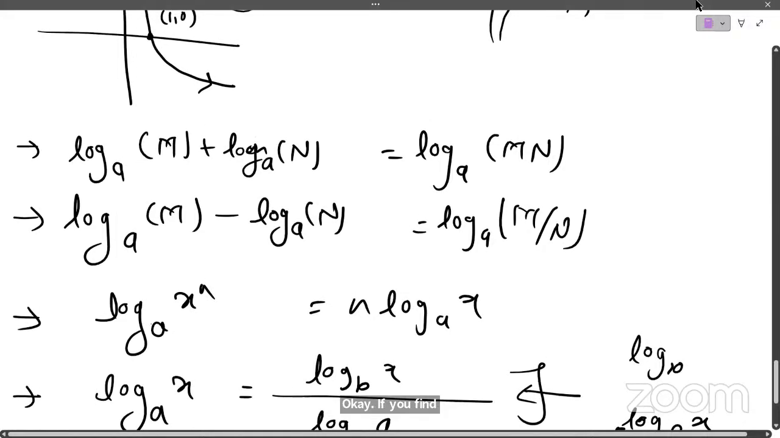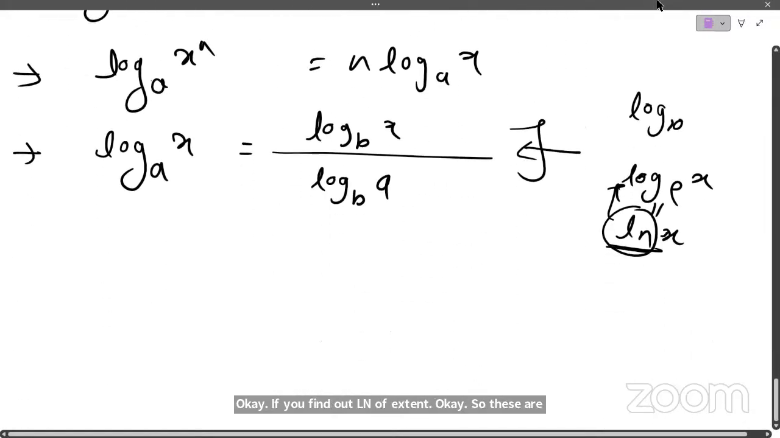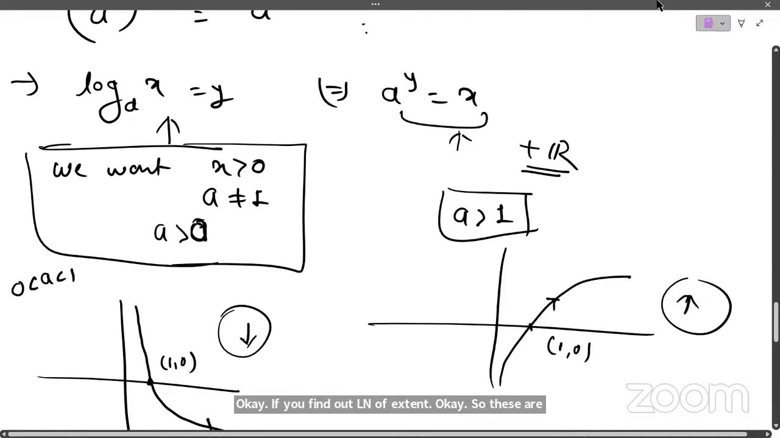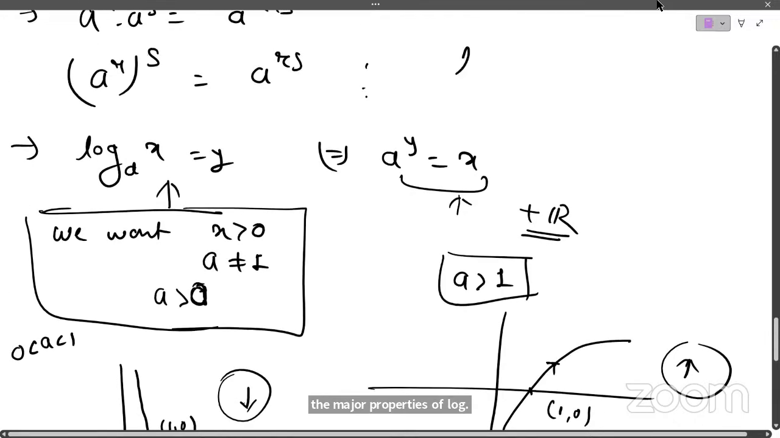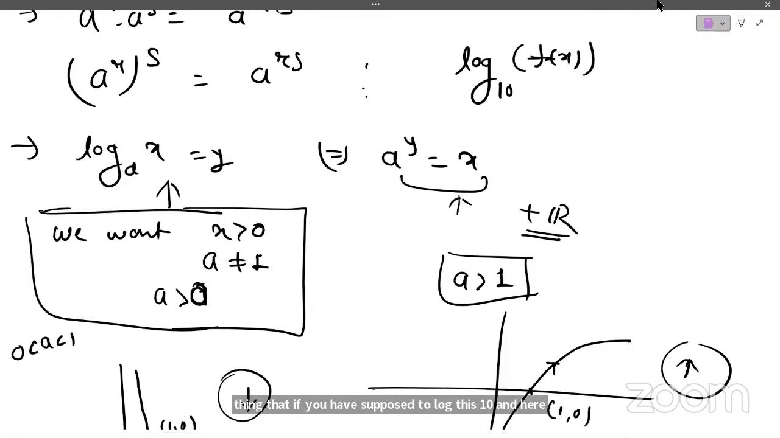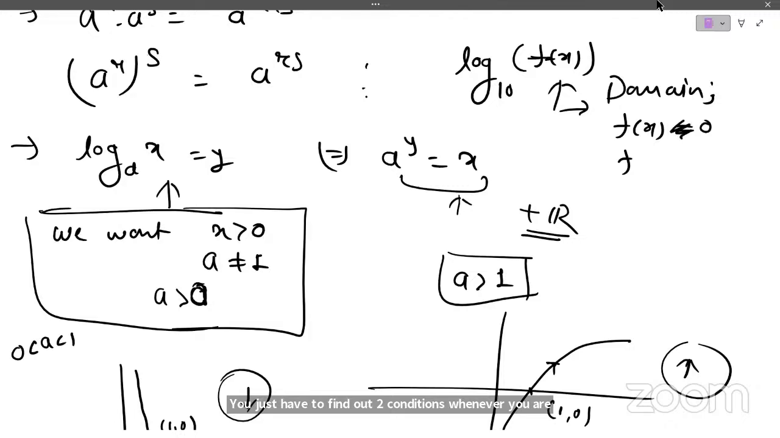So these are the major properties of log. And if you get some complicated expression, suppose log base 10 of some function f(x), then how do you find the domain of this function? You just have to find the condition that f(x) should be strictly greater than 0, right?